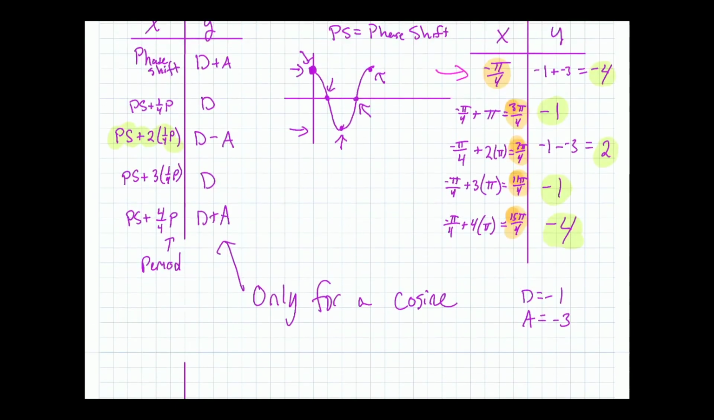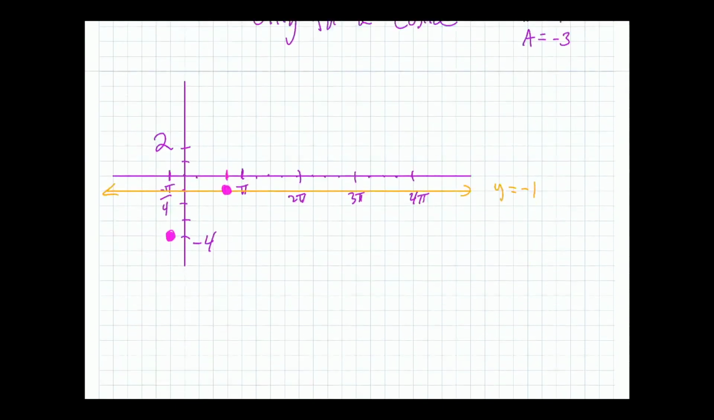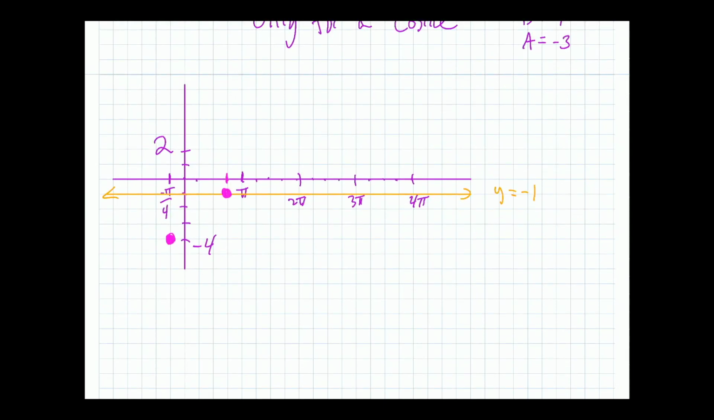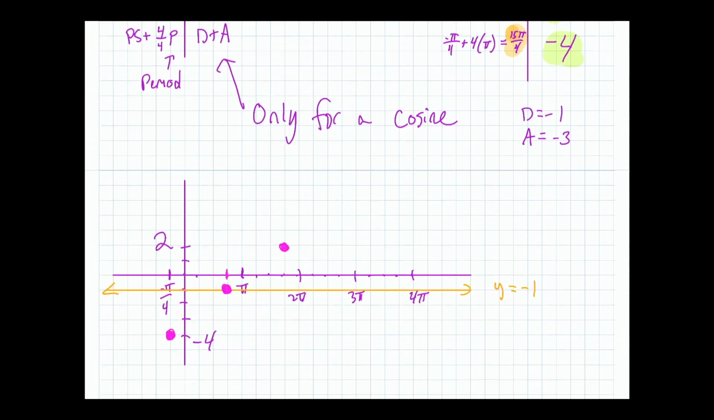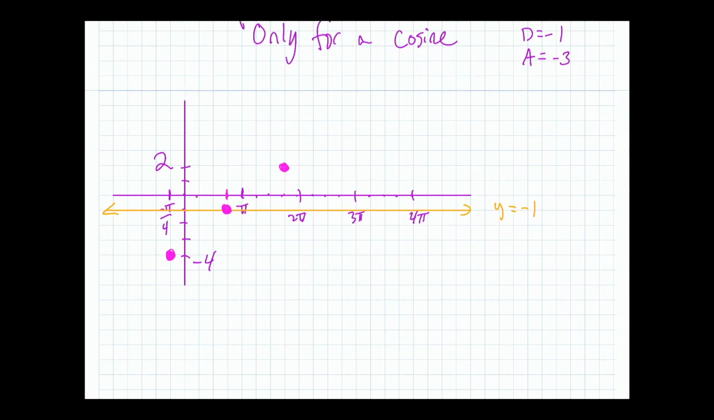Then the next one is 7 pi over 4 comma 2. So that's just one box before 2 pi. So that's up here. Next one is 11 pi over 4 comma negative 1. So that's just before 3 pi. So that's down here. And then the last one you can check, but it'll be one box before 4 pi and down at negative 4. So right here.